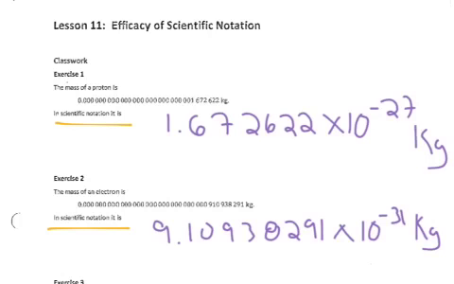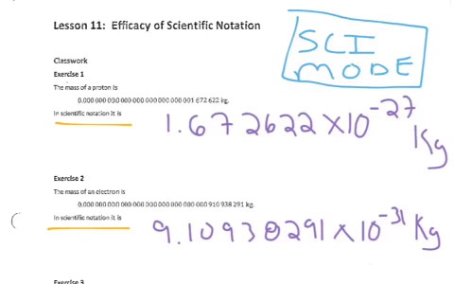So for the first exercise, you should have gotten 1.6272622 times 10 to the negative 27th kilogram. Make sure to label, and the mass of the electron is listed below. Make sure your calculator was in the SCI mode. If you are still not getting these answers correct, now is the time to ask your teacher, because you don't want to miss points on the easy questions on your exam.